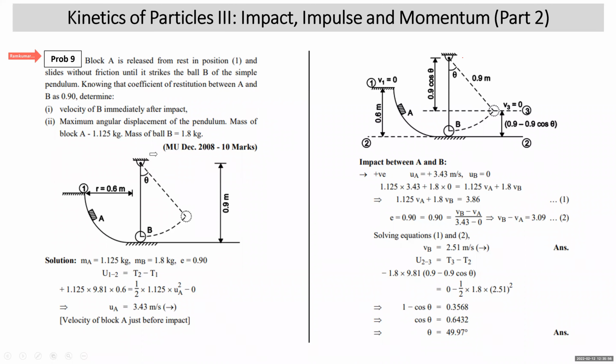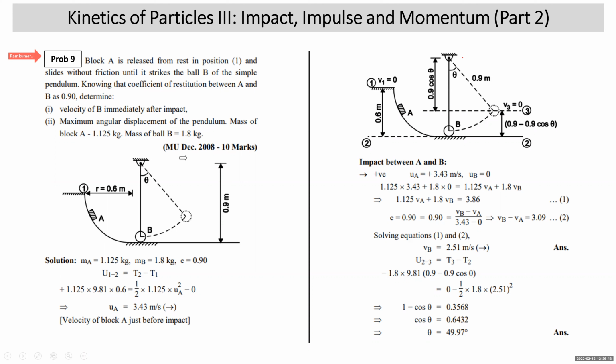Block A is released from rest in position 1. This block is released from rest and slides without friction until it strikes the ball of a simple pendulum. Knowing that the coefficient of restitution between A and B is 0.9, determine, number 1, the velocity of B immediately after impact, and second, the maximum angular displacement of the pendulum. Mass of block A is 1.125 kg. Mass of ball B is 1.8 kg.